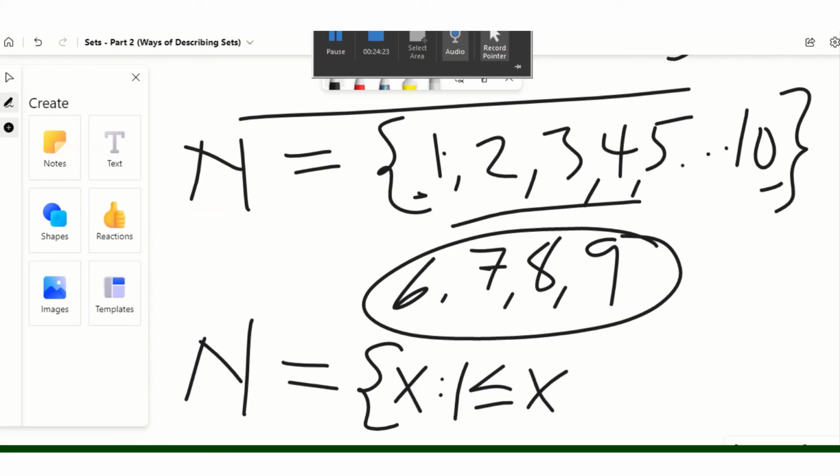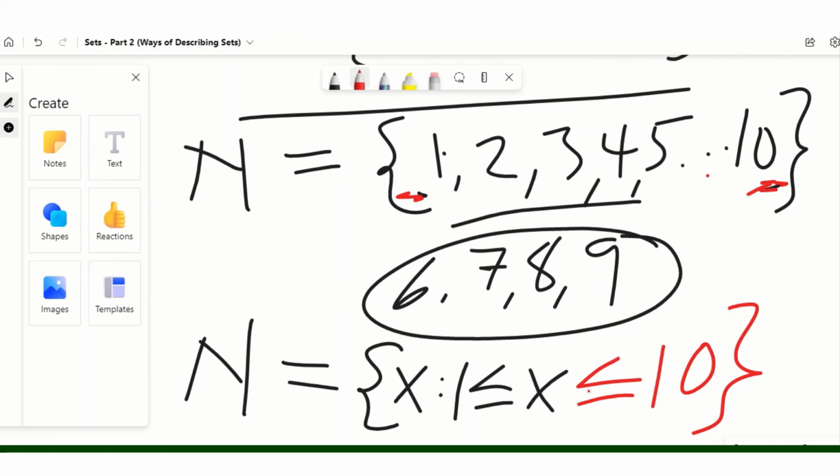Now let's look at this end. So 10, we can say it is what? Less than 10 or equal to 10. So this is how we use the set builder notation to describe the set. So sometimes you can be given a set in this builder notation. You should be able to understand it and be able to express it.